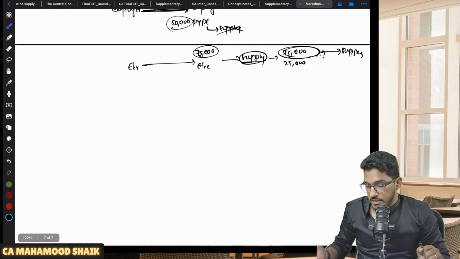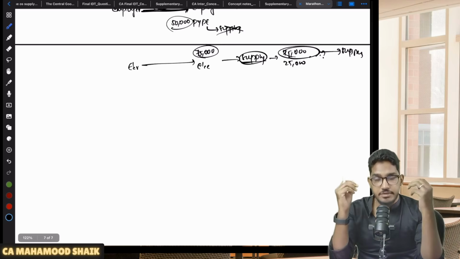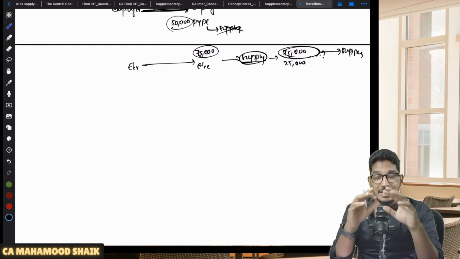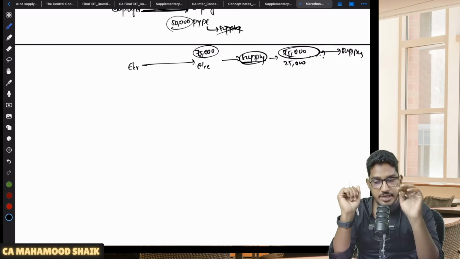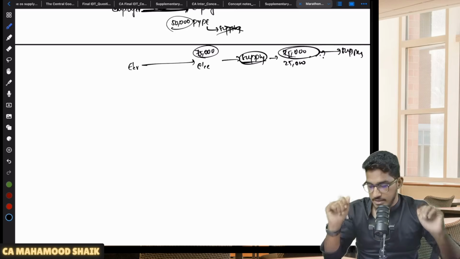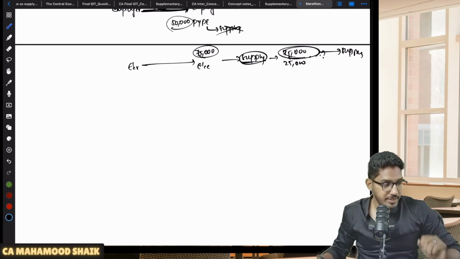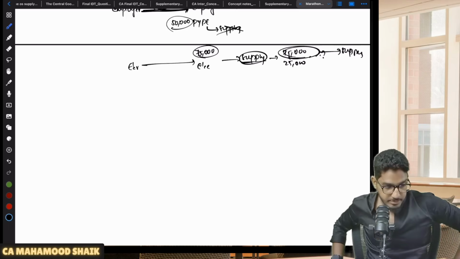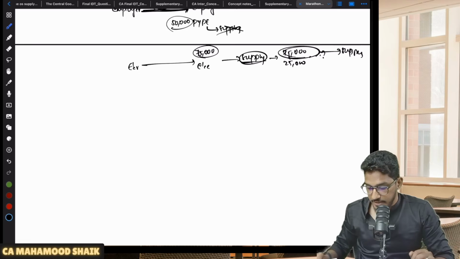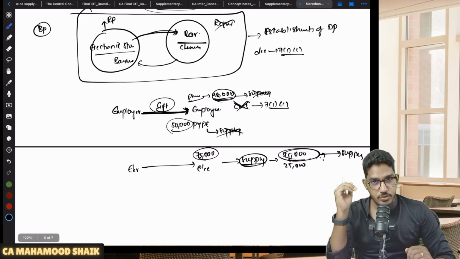Fine. Yeah, so this is what I was saying. When the value of the gift is more than 50,000 rupees, the entire value of the gift will be treated as supply. So entire 75,000 will be treated as supply and on that GST will be payable. Understood? Right. So this is what regarding para number 2 of Schedule 1.